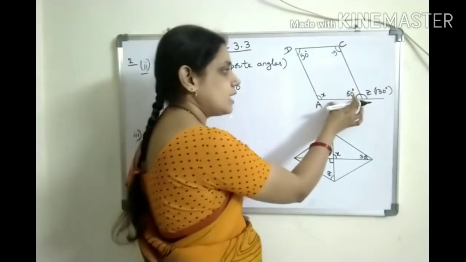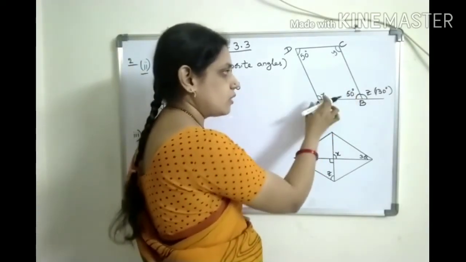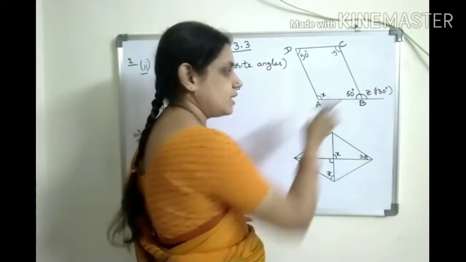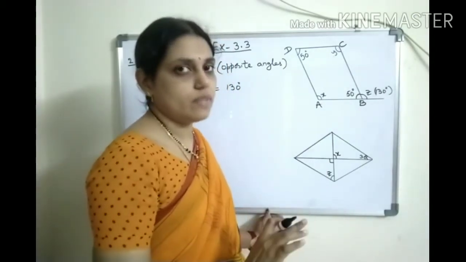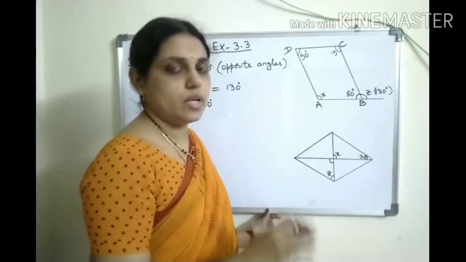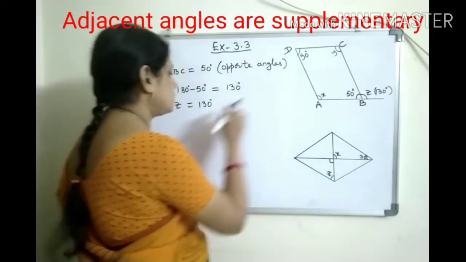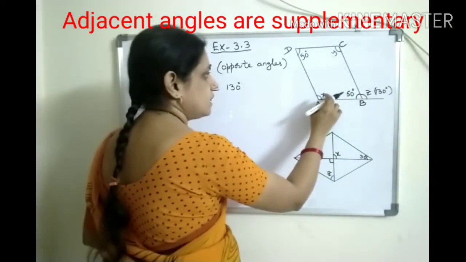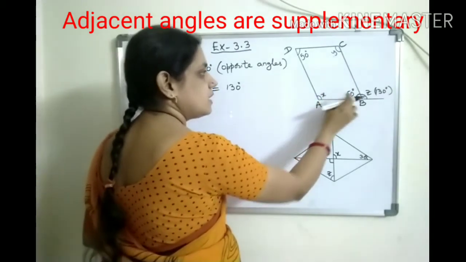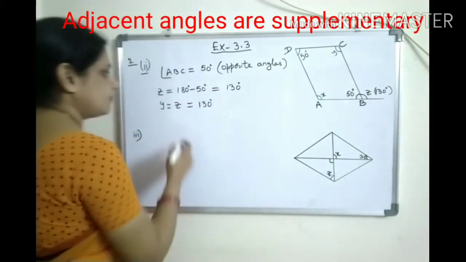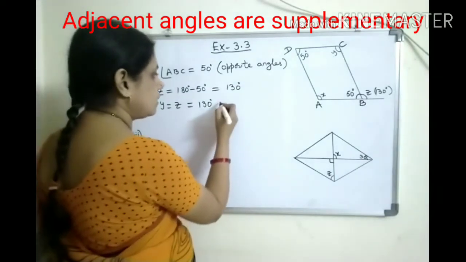Otherwise these two are adjacent angles. In a parallelogram, adjacent angles are supplementary. Even in that way you can find out anyway. But whatever property you are using, you have to mention it in the bracket. So here x equal to 180 minus 50. How? Adjacent angles are supplementary. Okay, so y equal to 130 we got.